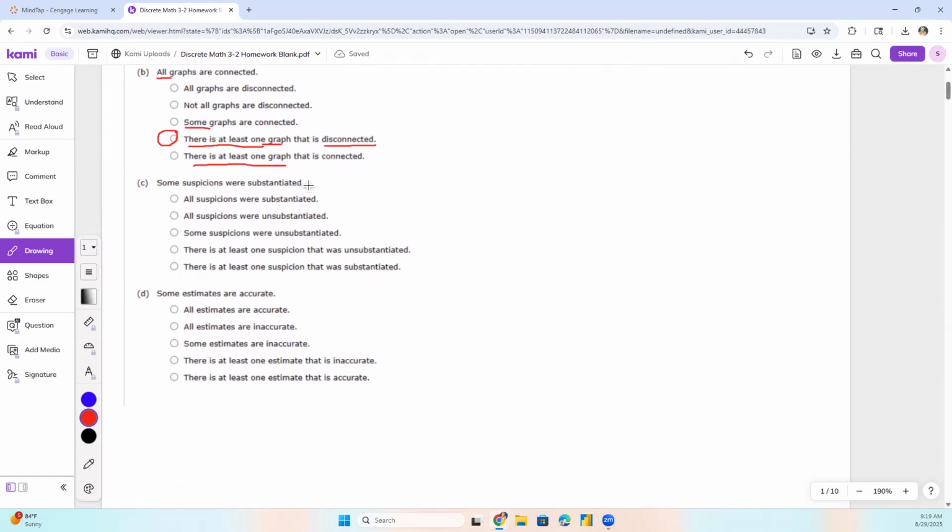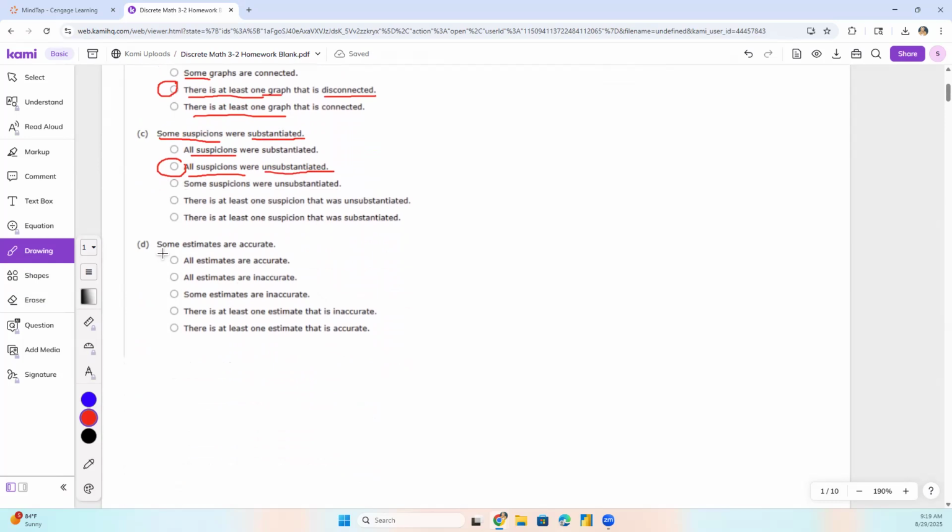Next: "Some suspicions were substantiated." So for "some suspicions," its negation will be "all," right? So the answer will be either the first one or the second one. And for this one, its negation is "unsubstantiated." So for this question, we're going to choose the second one as the correct answer.